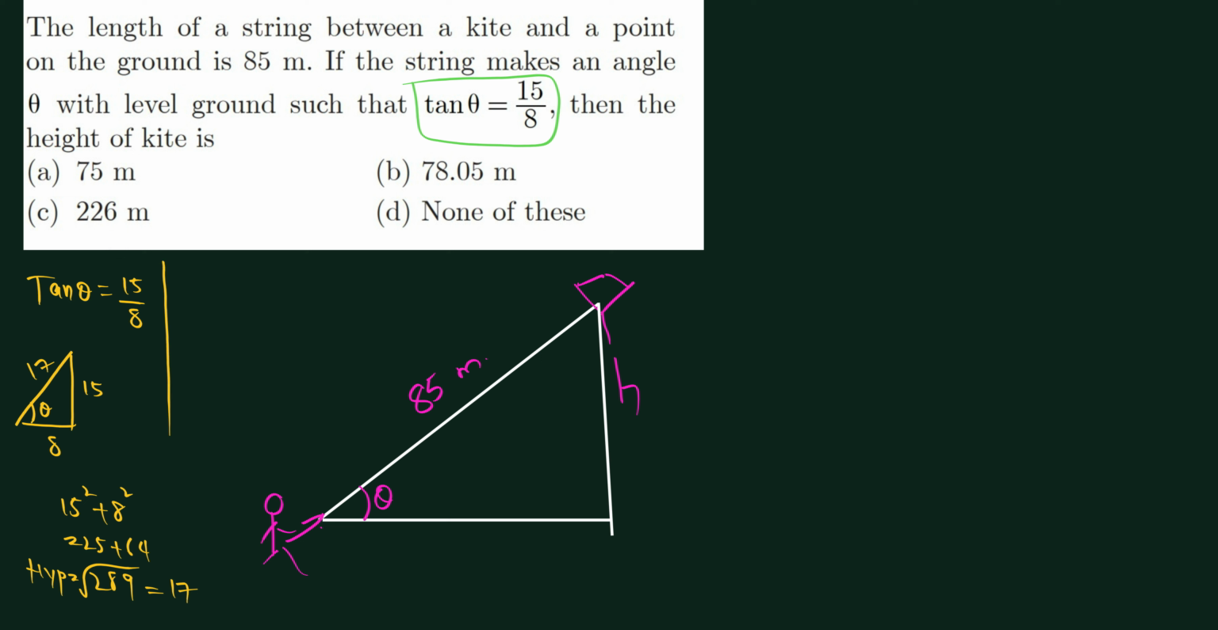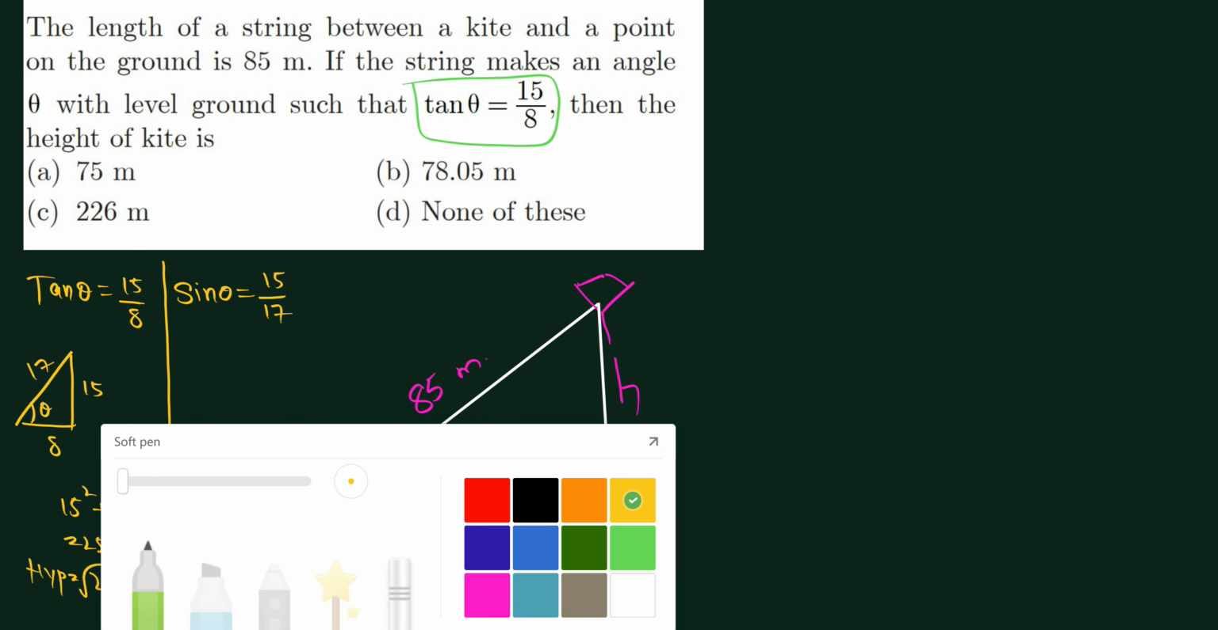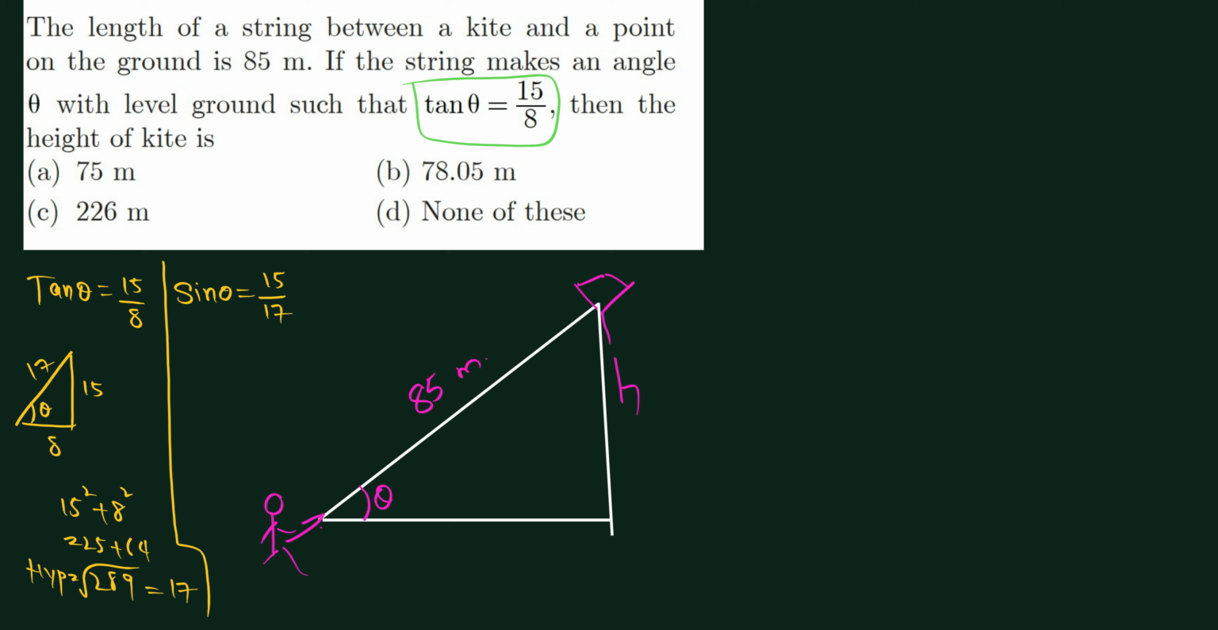So from this you will get the sin theta value. Sin theta equal to opposite 15, hypotenuse 17. This is the value of sin theta. Now you come to this triangle and apply sin theta. Why do we apply sin theta? This is the opposite side to the angle theta, and this is the hypotenuse. Which trigonometric ratio gives a relation between the opposite and hypotenuse? Sin theta.